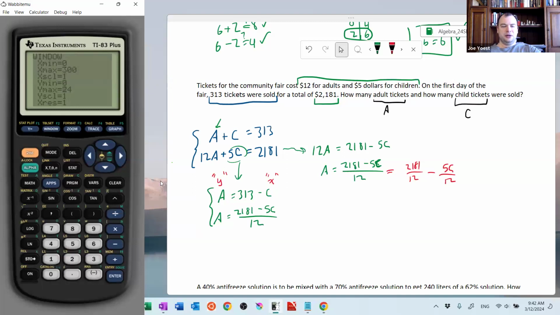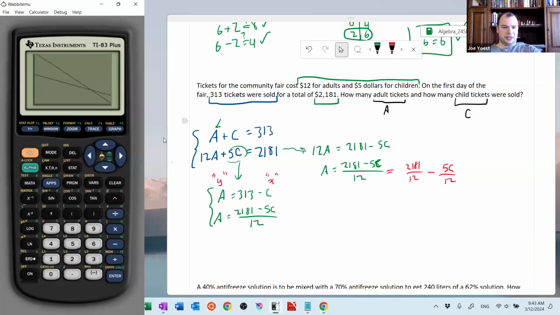I know that a reasonability condition is I have to have sold positive tickets for both. If I get a solution with negative tickets, I'm suspicious that either maybe I did something incorrectly, or maybe it's just a poorly constructed problem. That's always a possibility. But here I should have positive tickets for both and a total of somewhere in a few hundreds. So 0 to 300 on both axes should get me an intersection in the first quadrant that I'm looking for.